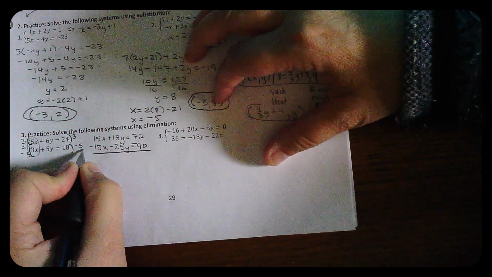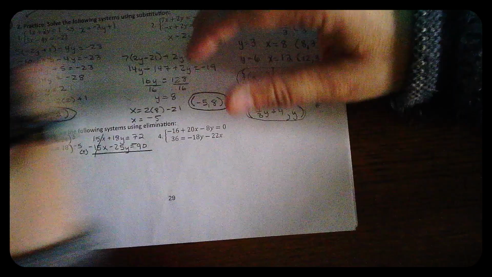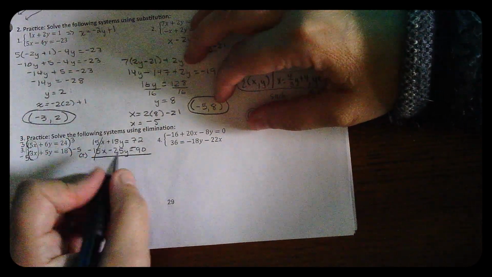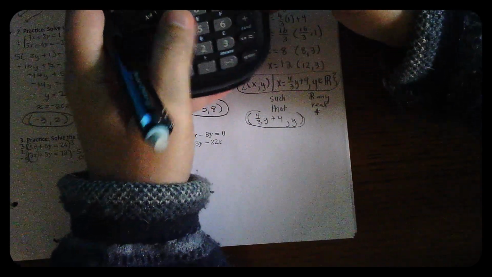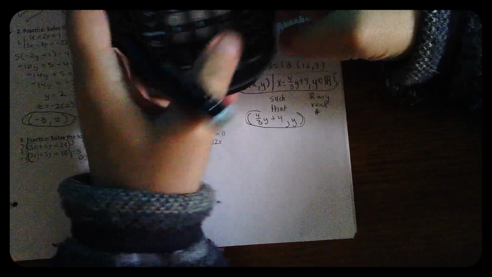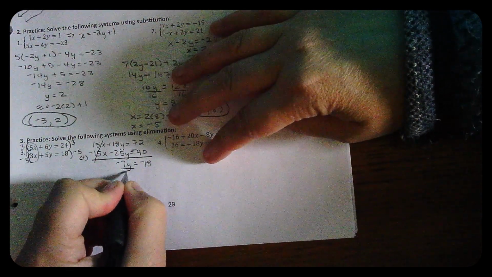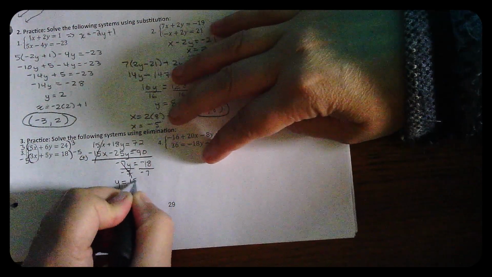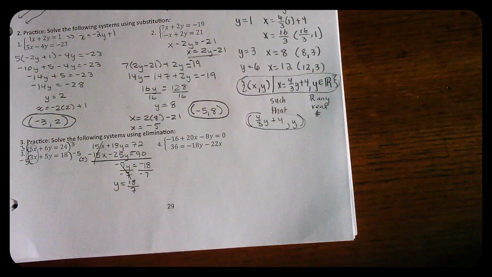All right, now I'm ready to add. So they add to 0. 18y minus 25y is negative 7y equals 72 minus 90 equals negative 18. Divide by negative 7 and you get positive 18 over 7, which is kind of a nasty answer. I can already tell you I'm going to check my work here because that's a little scary.